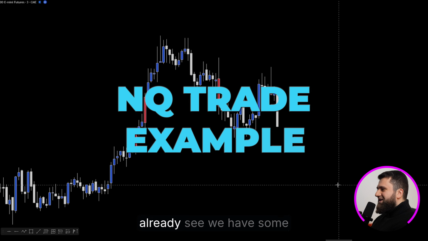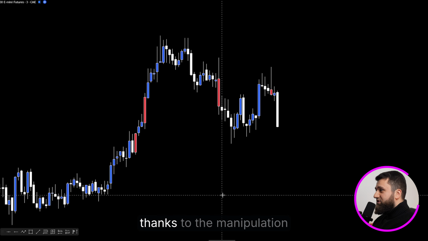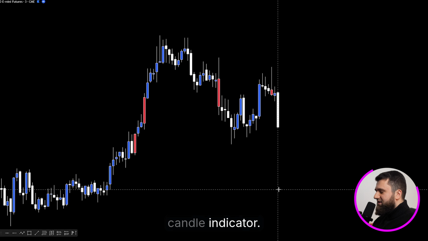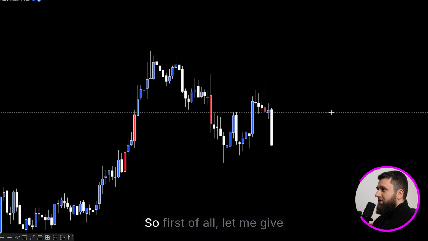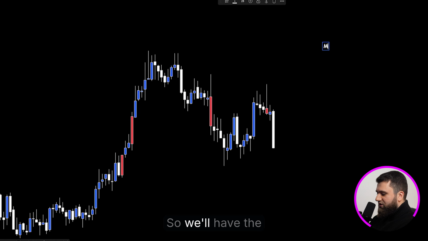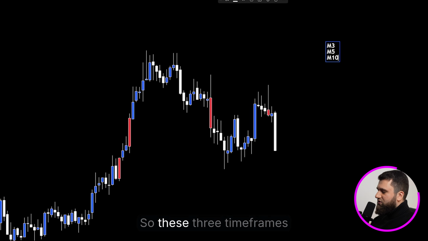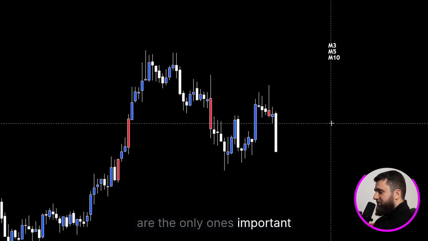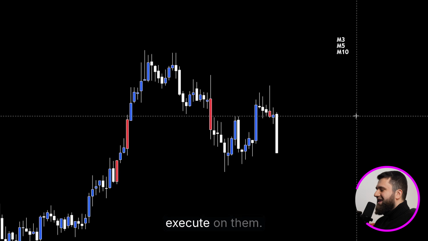So right here, guys, you can already see we have some manipulation candles, and this is of course thanks to the manipulation candle indicator. Now what is important is we will not trade any manipulation candle. So first of all, let me give you guys an idea on which time frames we will trade. So we'll have the M3, M5, and the M10. So these 3 time frames are the only ones important for us for the strategy, for us to look for the manipulation candles and execute on them.